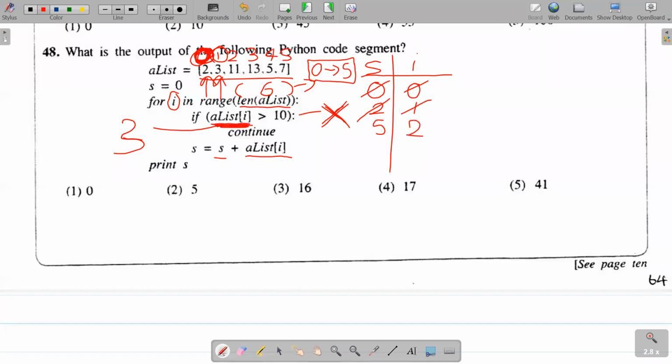Now it checks a_list[2]. a_list 2 is 11. So now 11 is larger than 10.